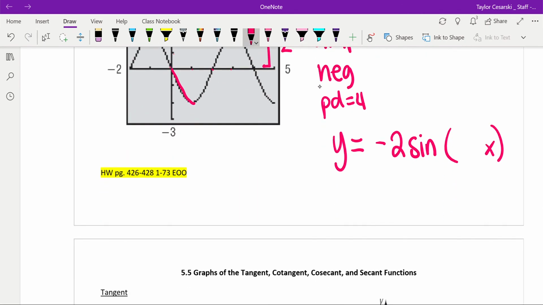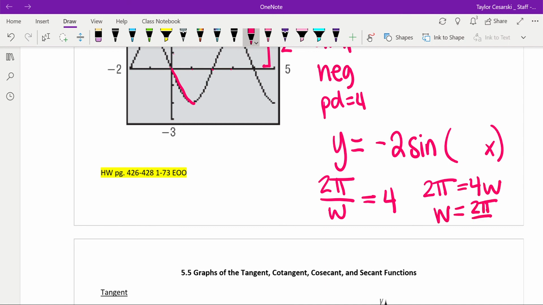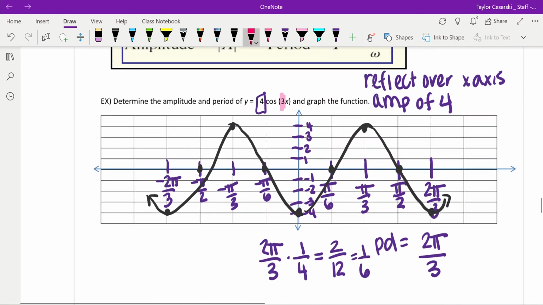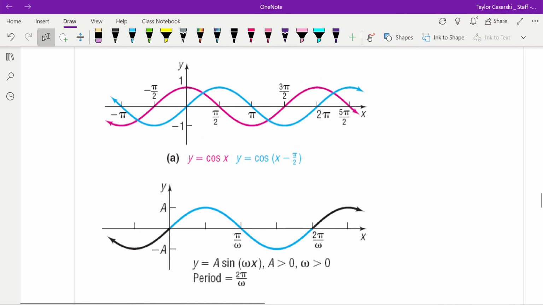All right, so we just have to find the period. 2 pi, I'm going to use the little w that they use, equals 4. 2 pi equals 4w. W equals 2 pi over 4, or pi over 2. And that would be your final. Okay? So that concludes graphing sine and cosine, finding amplitude, period, etc.